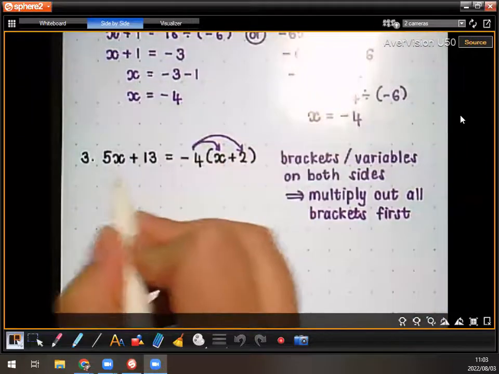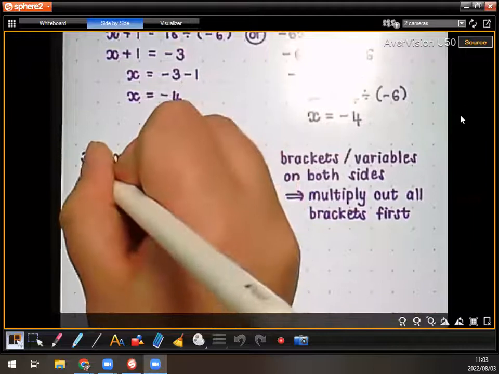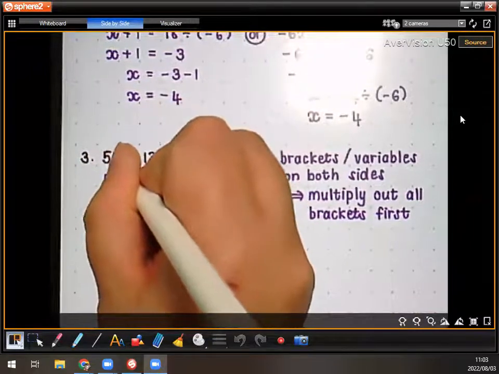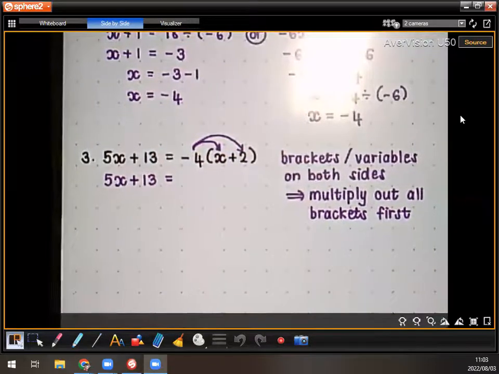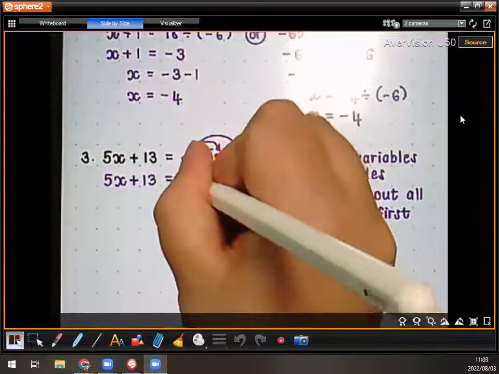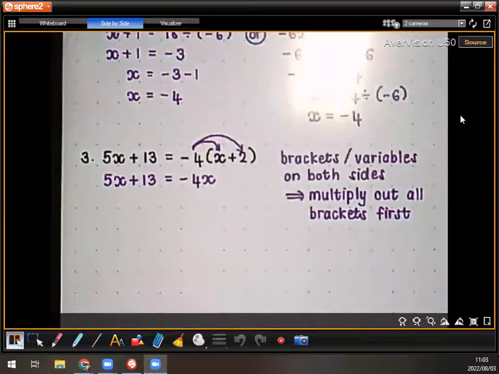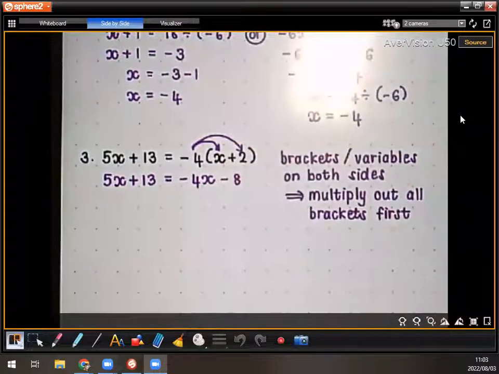So we're going to keep what we have on the left-hand side, guys. You need to just keep rewriting that. So I hope you've been doing that correctly. Negative 4 times x is negative 4x. And negative 4 times 2 is negative 8.